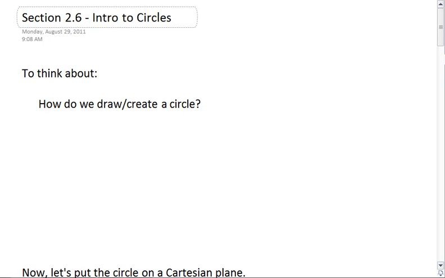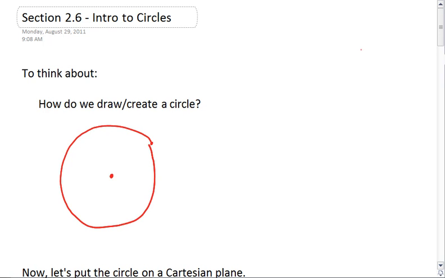Section 2.6, Intro to Circles. Take a moment, think about how do we draw or create a circle? Well, hopefully you said that we have a center point and we have a certain radius. And every point is that distance from the center point.